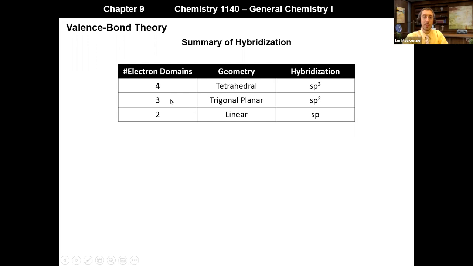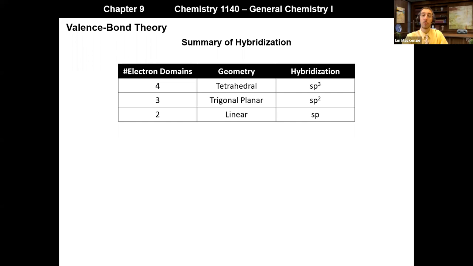Three electron domains, trigonal planar is the electron domain geometry, and the hybridization is simply sp2. I don't need four equal orbitals, I just need three. Two electron domains, in this case, it's linear, and now the hybridization is just sp. I don't need four or three equal orbitals, I just need two. And generally, those remaining two unhybridized p orbitals are used for multiple bonding.